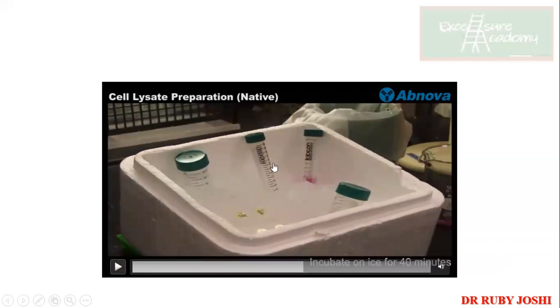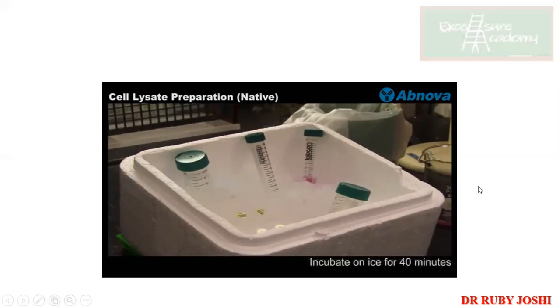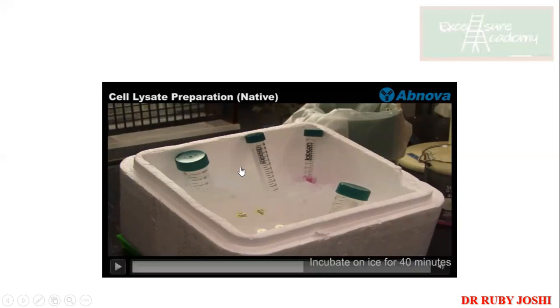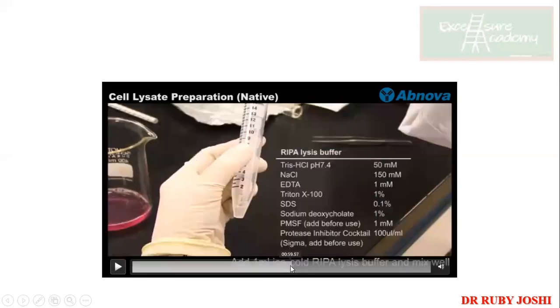Now you have added the lysis buffer. In the case of bacterial and plant cells also, you can have a lysis buffer, where we add lysozyme in the case of bacteria. In the case of plants, you can add cellulases and pectinases in the lysis buffer. And in the case of animals, they have shared this.